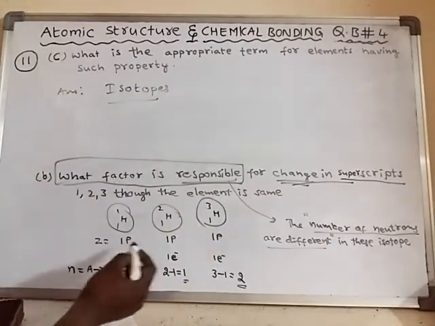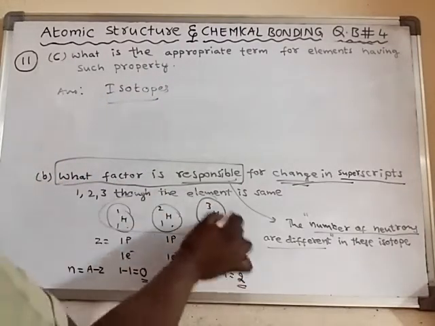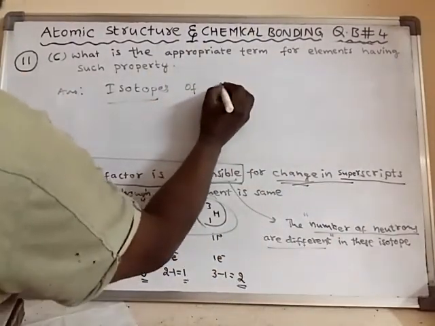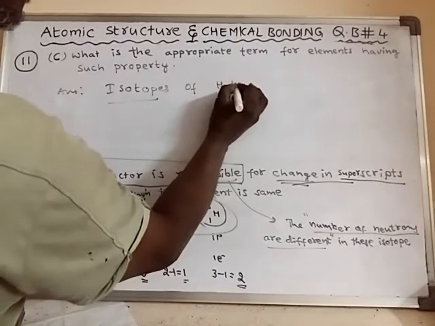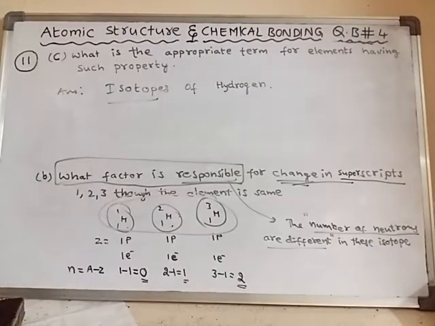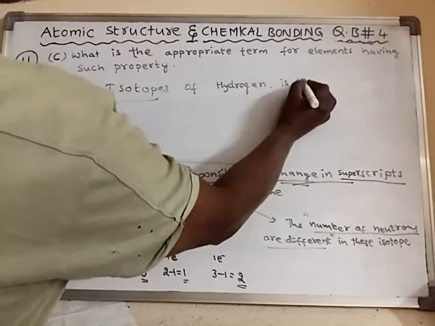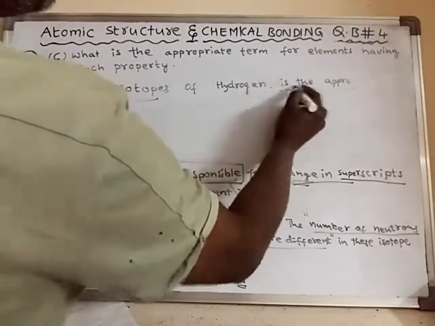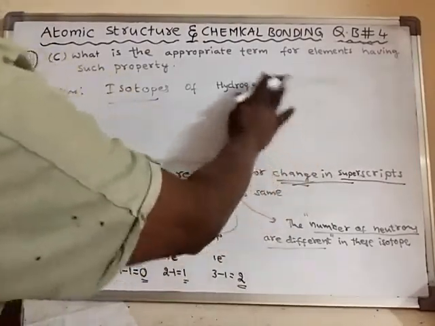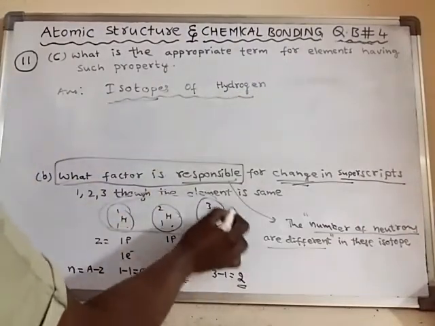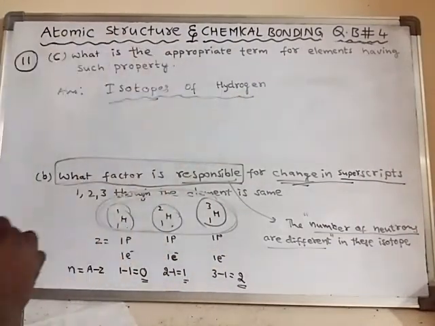So these are simply what we can call isotopes. These are isotopes of what? Isotopes of hydrogen. They are isotopes of the element hydrogen. So isotopes is the appropriate term. Isotopes of hydrogen is the appropriate term. So these three are nothing but isotopes of hydrogen.